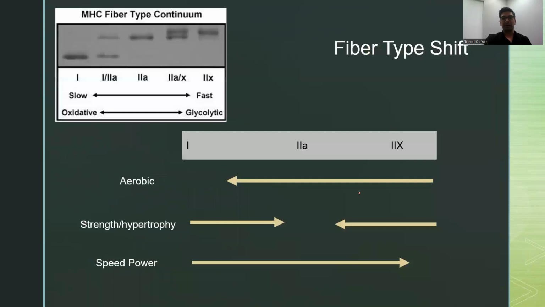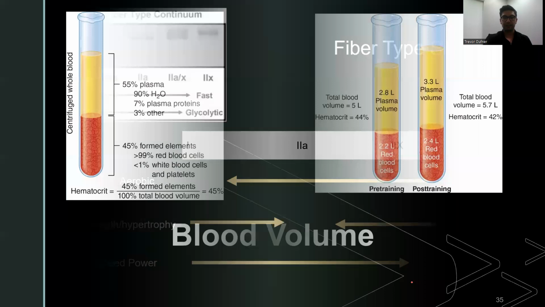And here we see with aerobic training, you get a massive shift towards type 1 fibers. In strength and hypertrophy training, specifically more hypertrophy training, you get more of a shift towards type 2A fibers here. And then in speed and power training, you get this shift towards the fast twitch type 2X fibers.